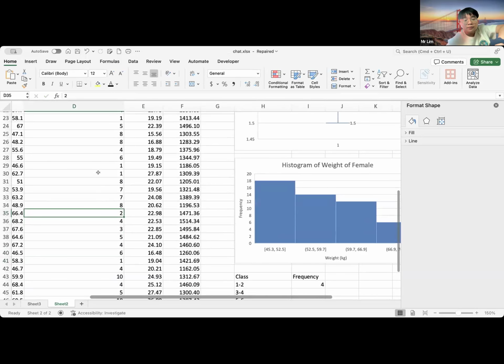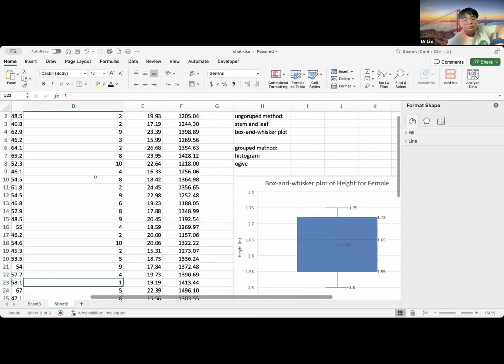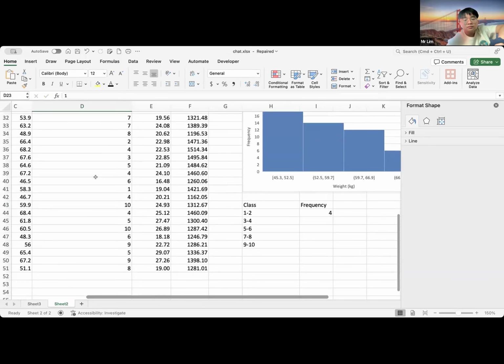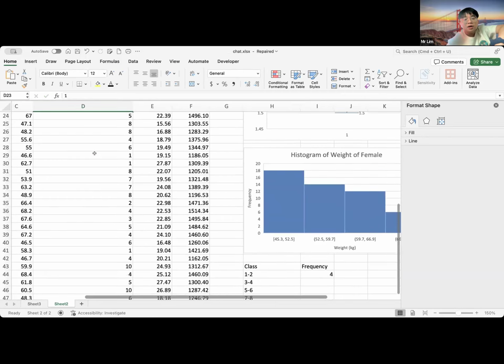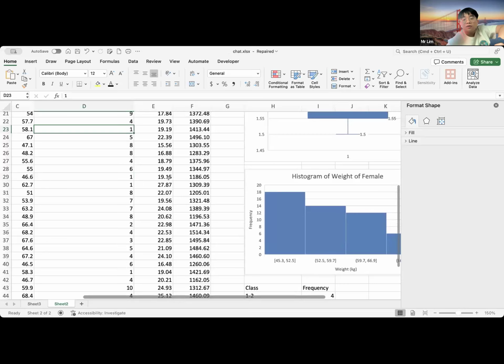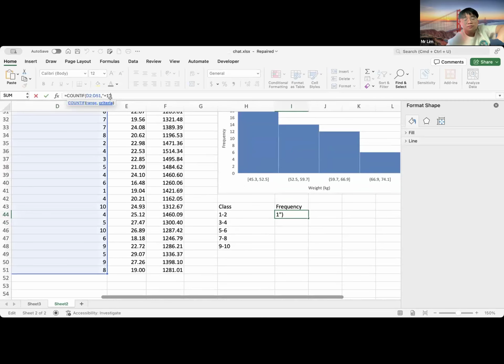1, 2, 3, did I miss out any? Oh, sorry, here are 2. Okay, so 1, 2, 3, and 4. But I want 1 and 2, right? So here, you want to add another count, that's fine, and then make it 2.